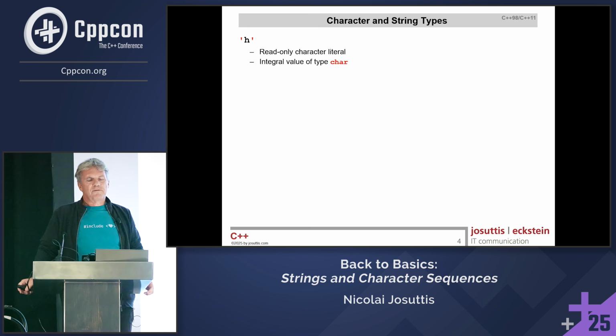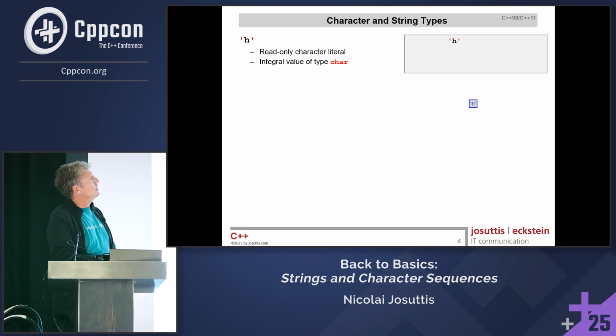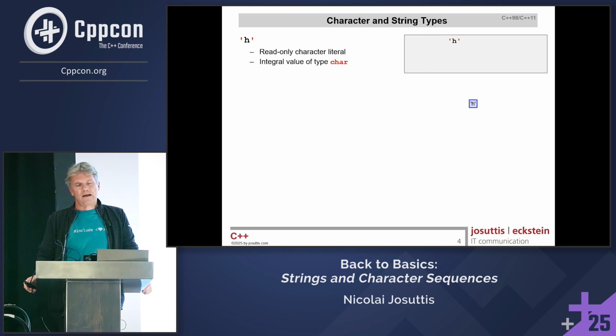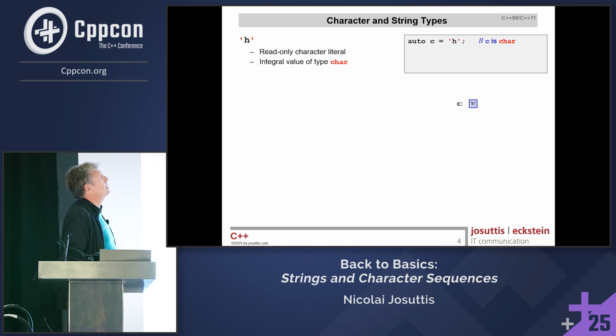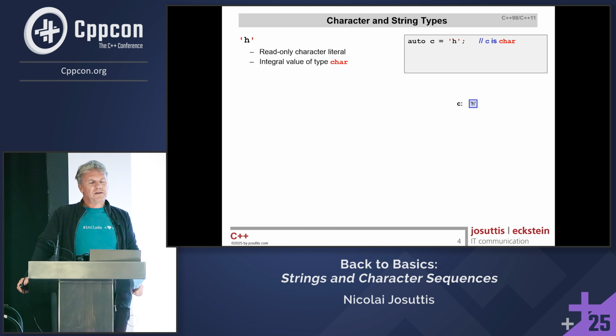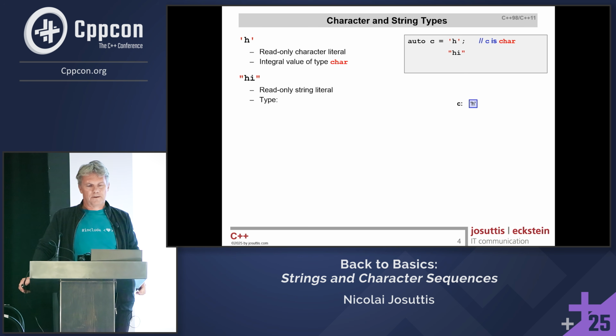So character types in C++. The first thing is you have a character, and the type of that is a char. And if you have started somewhere in your program, you somewhere have an H or something like that stored somewhere. If you assign that to a variable like auto C here, the type of that C is a char. That's an integral value. We store the corresponding value of that character in this value.